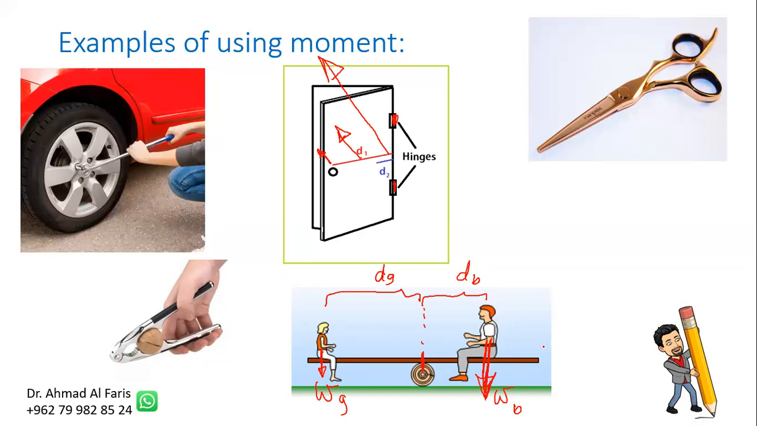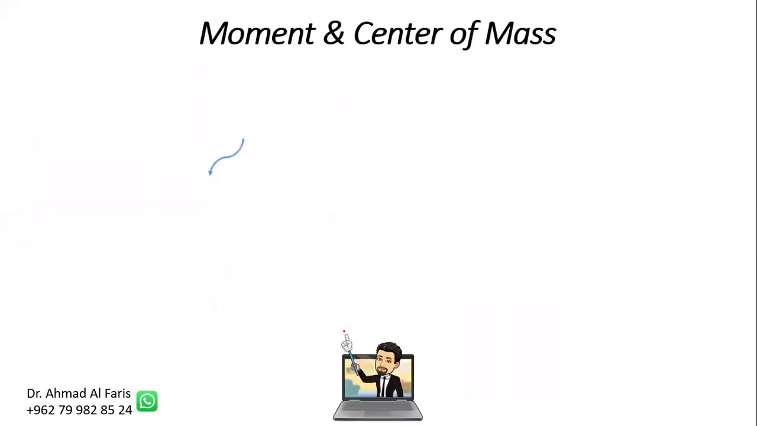But if the boy is sitting here, do you know what happens? The girl flies up. She moved very far, because he caused a huge moment greater than her weight to balance it. So these are some examples: more mass, more weight, more force. These are the examples for the moment.